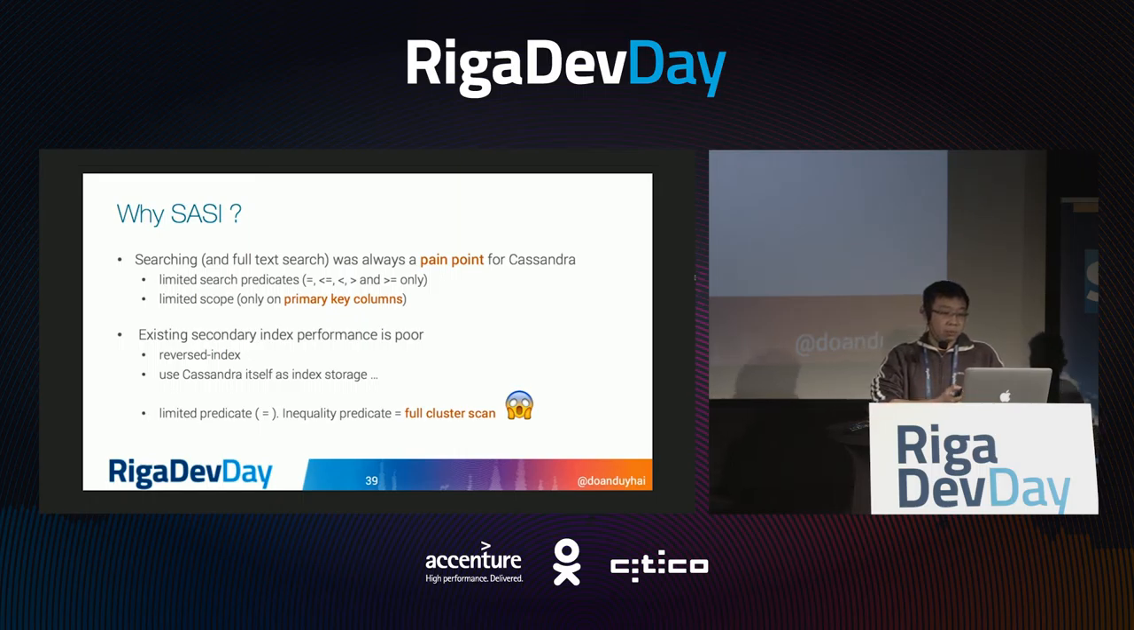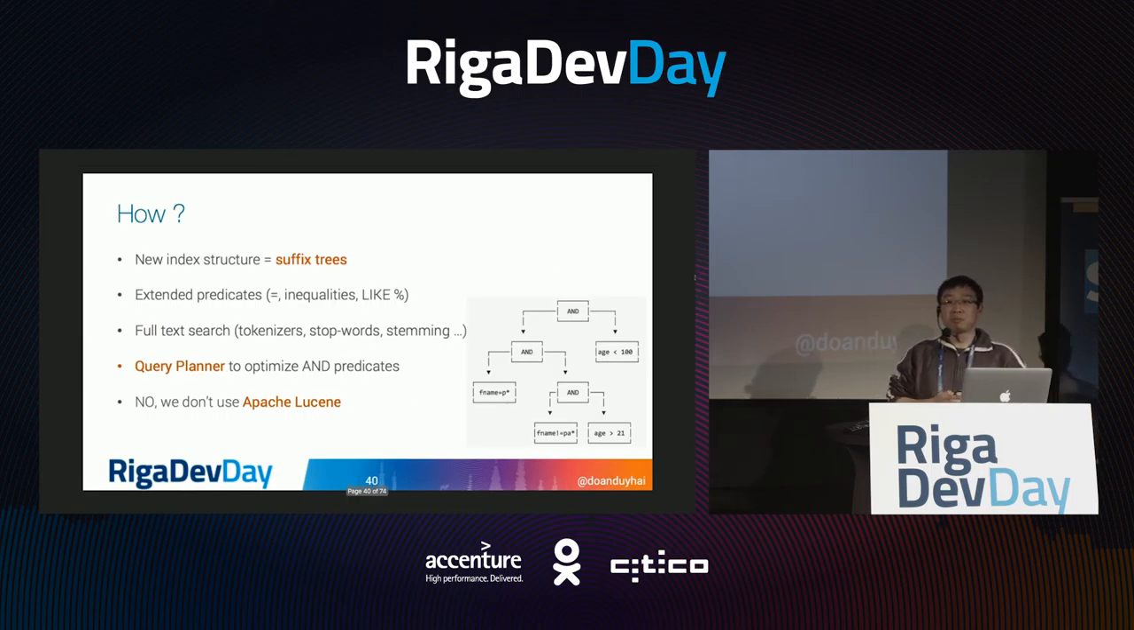And of course, we have a secondary index, but its performance is very poor because basically it is a very simple index. It is a reverse index, okay? So for example, if you create a secondary index on country, the primary key of this table will be the country and the value is the ID of the user. So it's really, really stupid. And it uses Cassandra itself as an index storage, which may not be the best option. Also, the current secondary index has very limited predicates, so you can use only equality. If you choose to use an inequality, you will do a full cluster scan somehow. There's no magic.